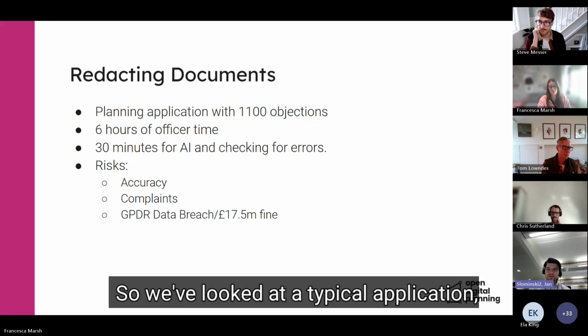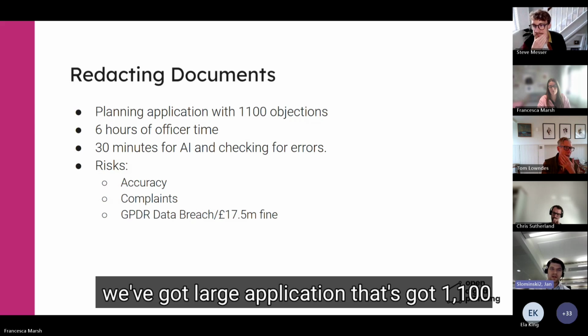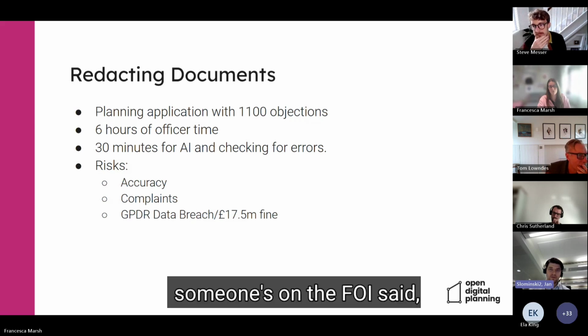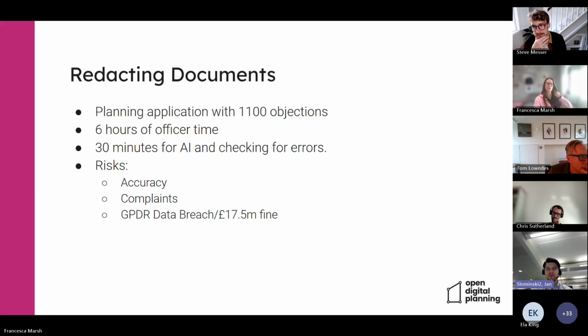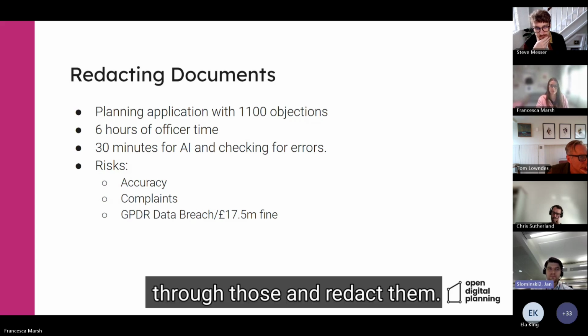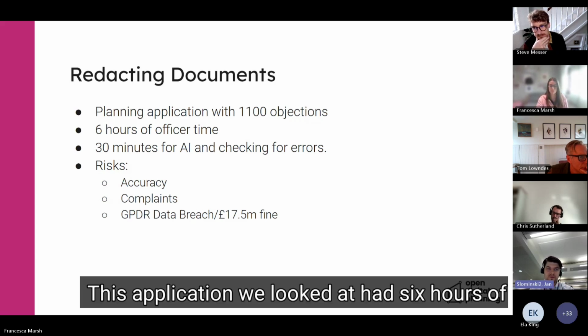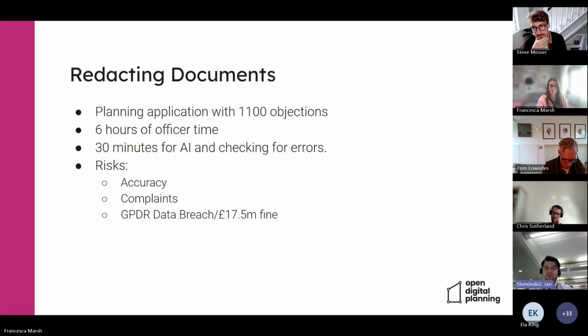So we've looked at a typical application. We've got a large application that's got 1,100 objections. Someone's done the FOI, said, can we see all these objections, please? So that means that we have to manually go through those and redact them. This application we looked at took 6 hours of office time.